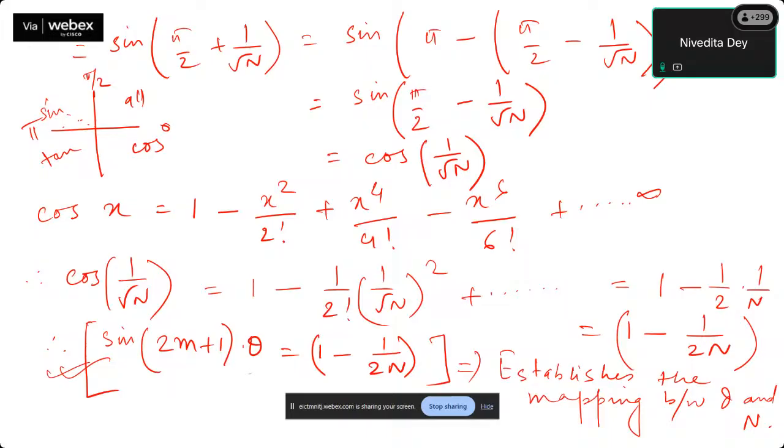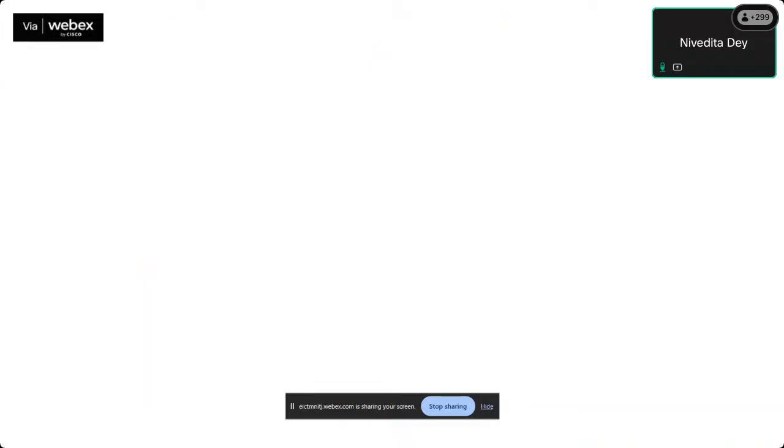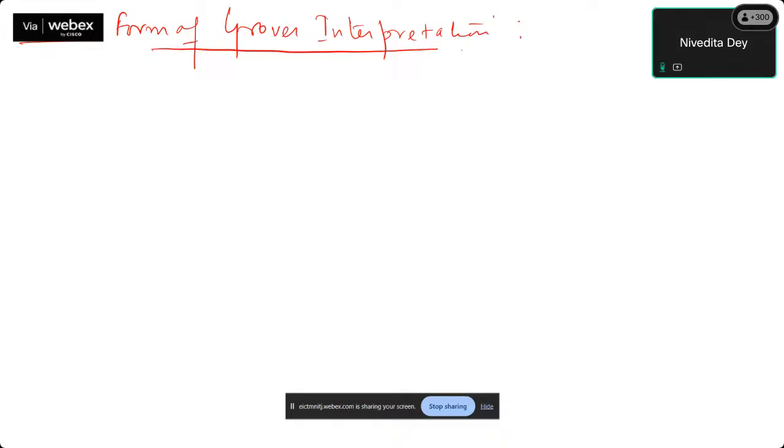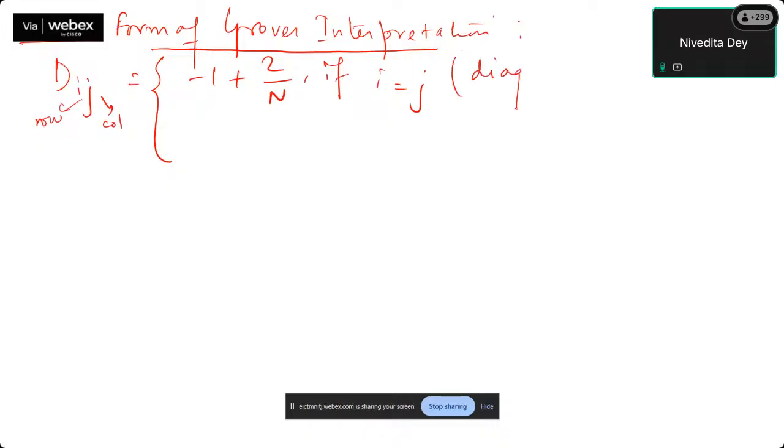There is another form of interpretation of Grover altogether, which is a matrix form. Right? So this can be represented by a matrix. This is the row and this is the column. And how we can construct the matrix is by minus 1 plus 2 by n if i is equal to j, that is the diagonal elements. And it will be 2 by n only if i is not equal to j. And of course, you can identify that it's a square matrix.